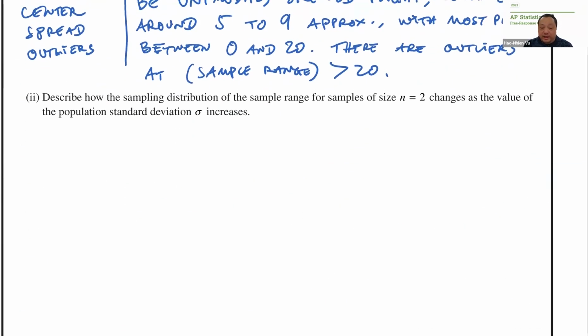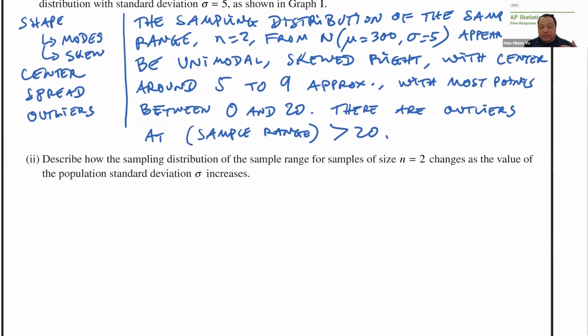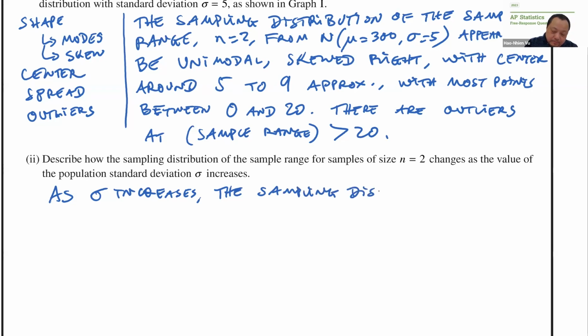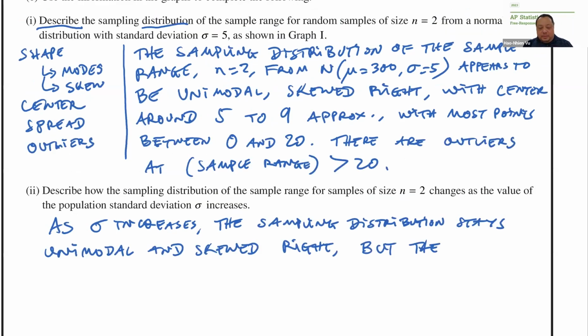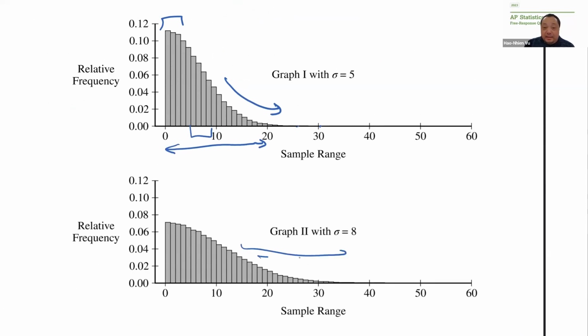So that's what I will say, but I will also need to repeat everything else as well. The shape, the center, the spread, the outliers. Being unimodal and skewed right don't change, so I need to say that. But as the spread increases, the center also moves along with it. And then where the outliers are also moves further to the right.